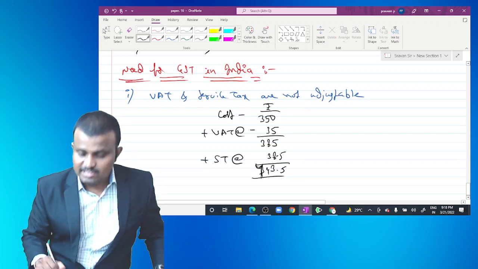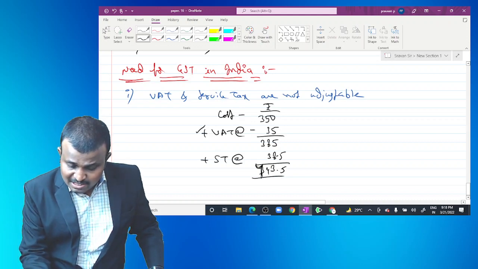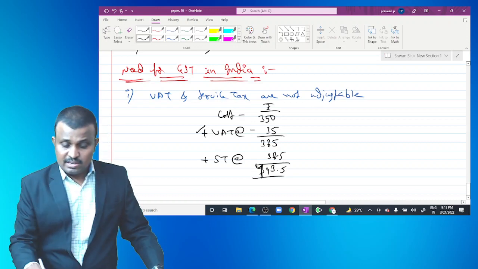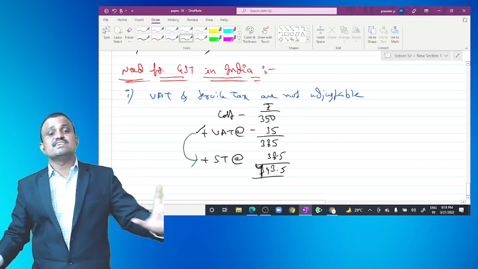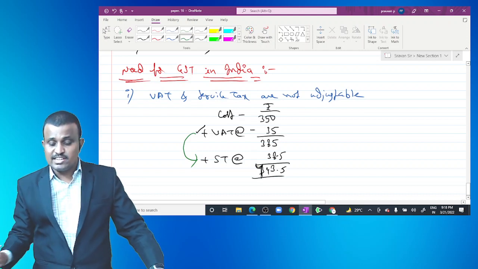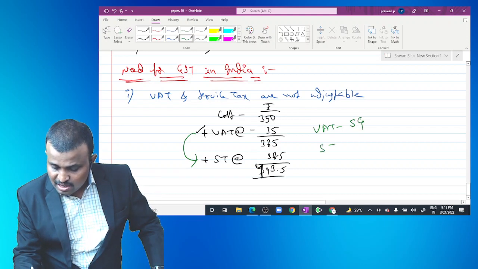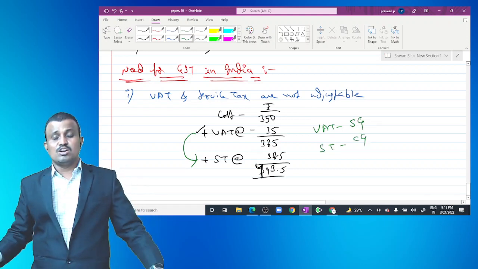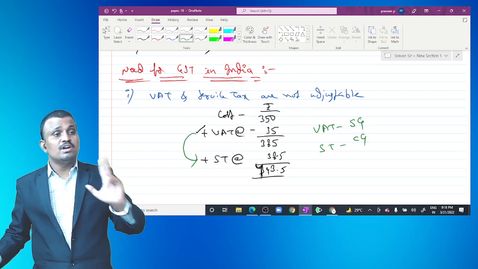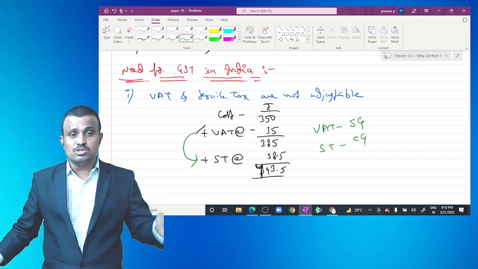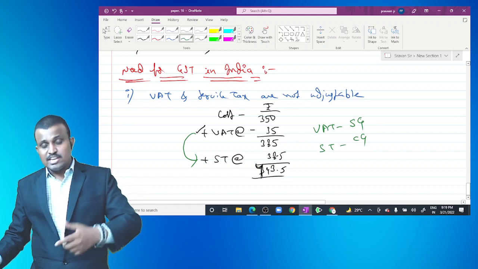So 443.5. So if you observe here, VAT paid on the respected product cannot be adjusted against the service tax. Only the reason is VAT is levied by state government and service tax is levied by central government. So remember one thing, to set off or to adjustment of two taxes, both taxes should belong to same government, either central government or state government.